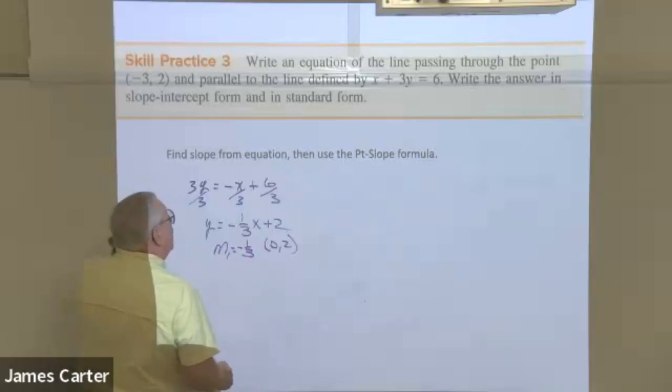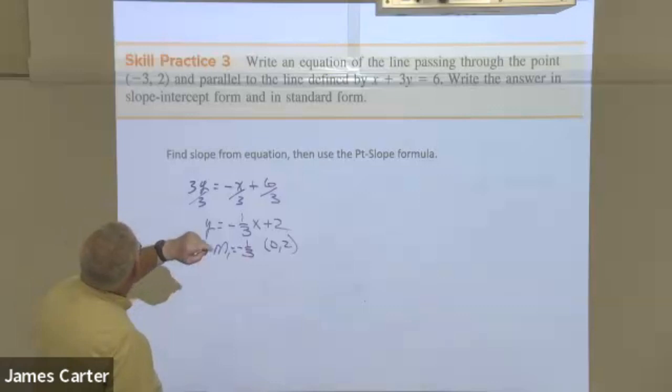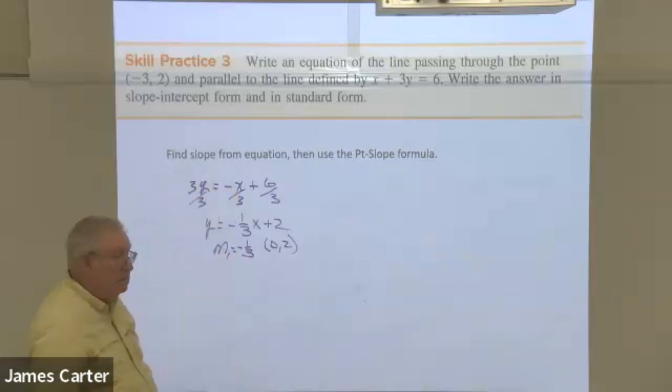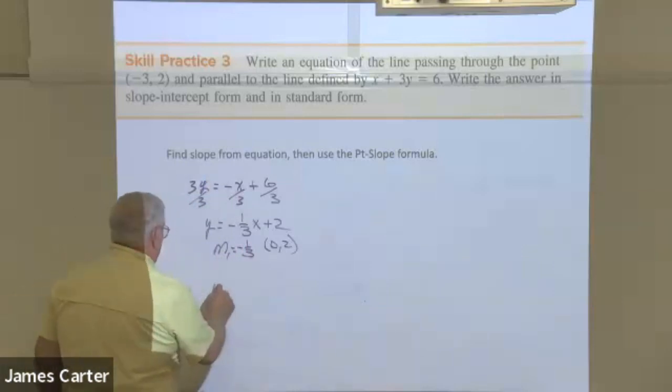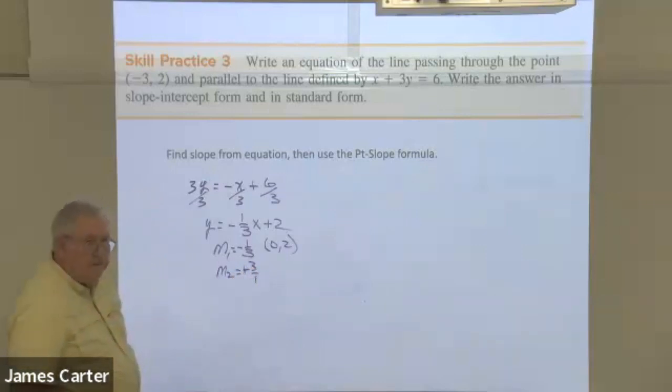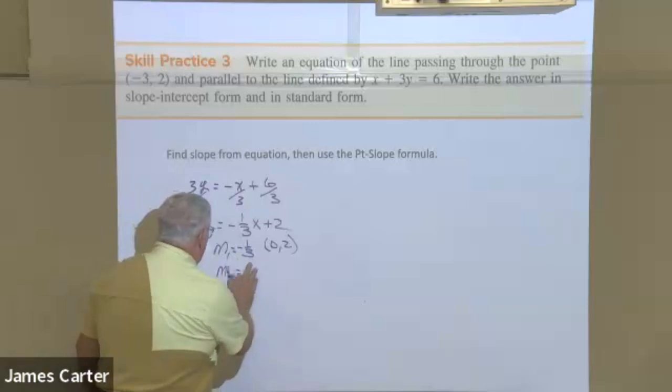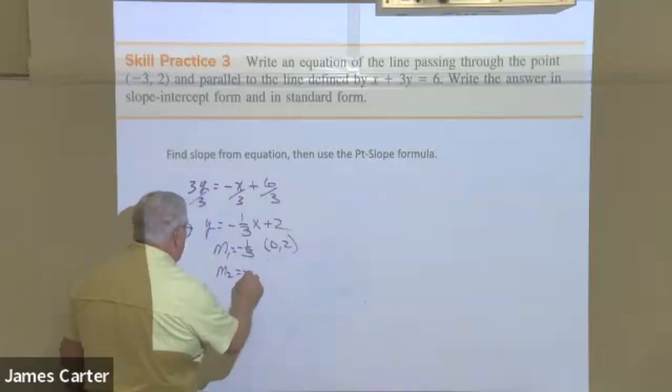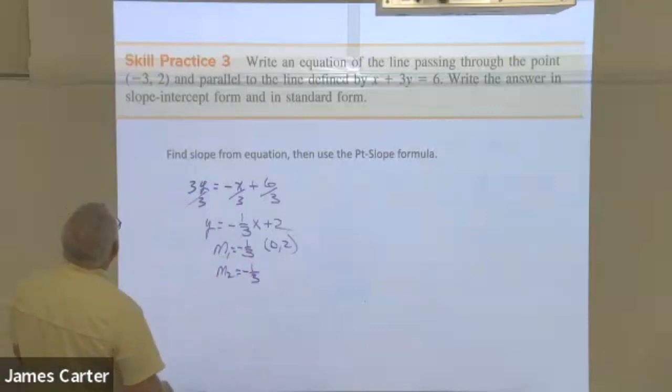Okay. Now, this is asking us to do it parallel. Okay, so my slope 2 is going to be +3/1. Isn't it asking for parallel, not perpendicular? Oh, yes, it did say parallel, thank you. I'm thinking ahead. In a moment, I'm going to work this same problem for perpendicular. So my slope remains the same.